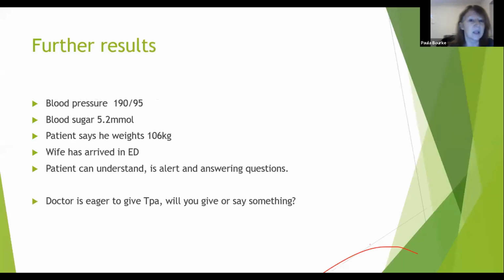Further results then. His blood pressure is 190/95. His blood sugar is 5.2. The patient says he weighs 106 kg. He's a big gentleman. And his wife has arrived in A&E. Patient can understand. He's got slurred speech, but it's understandable. And he is alert and answering questions correctly.